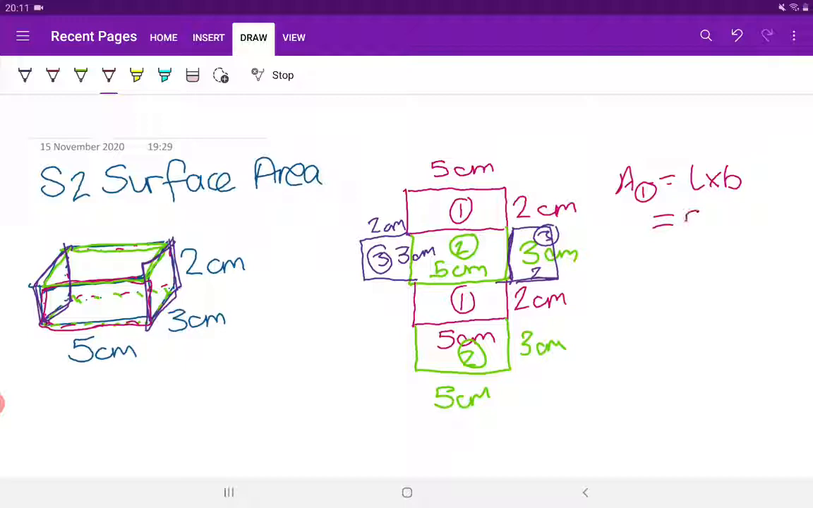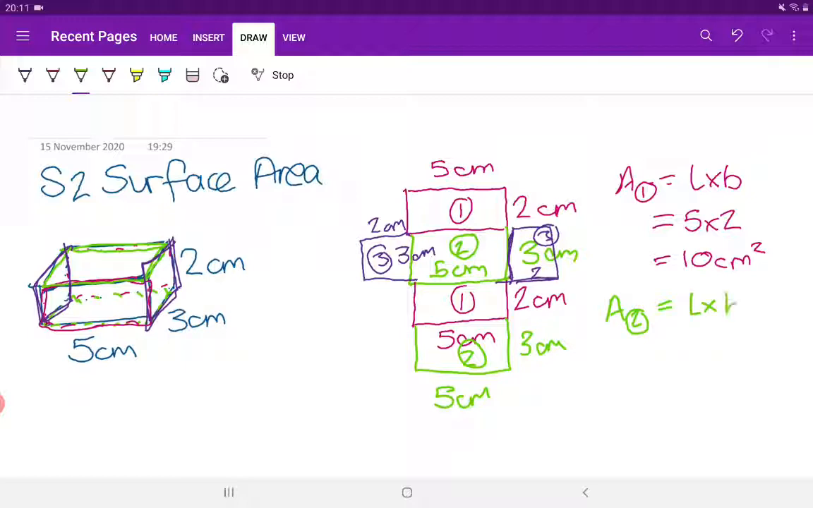And then length times breadth is going to be 5 times 2, which is going to be 10 square centimetres. So a nice easy calculation, folks. But remember, it's not about the easiness of the calculations, it's about getting all the working written out. And there's an awful lot of it here. Okay, next one, rectangles 2.